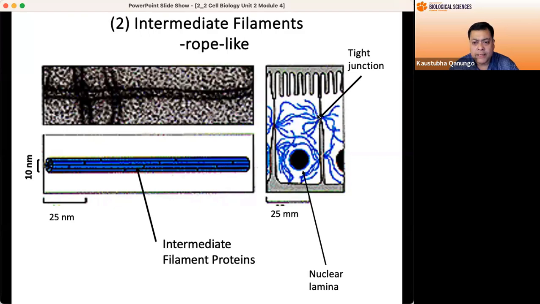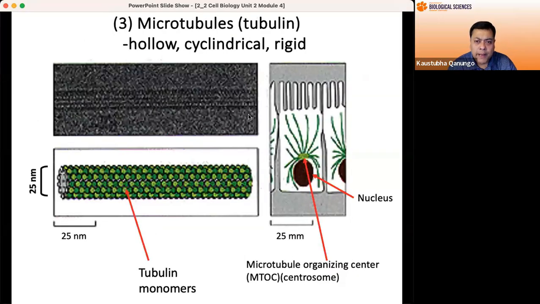So here, what we are looking at, the intermediate filaments can be formed in the tight junctions, which keep the cells together. And you already know that tight junctions don't allow molecules to move from the basolateral surface to the apical surface. You already know the function. Here, underneath the nuclear membrane, there is a nuclear lamina. And that nuclear lamina is one of the places where intermediate filaments provide the structural strength that is required. Then we are looking at the microtubule.